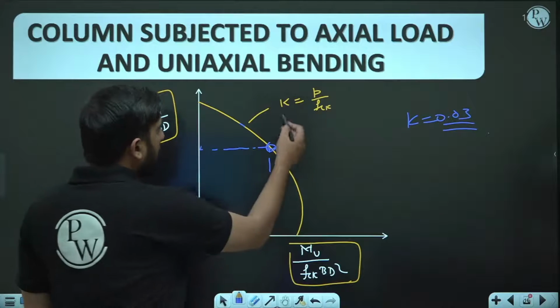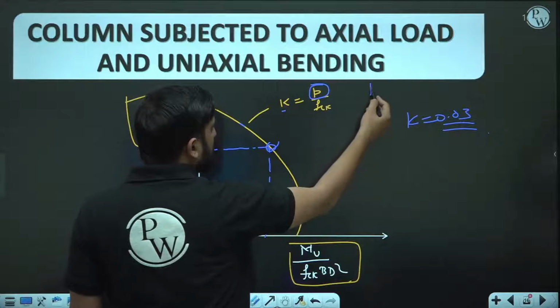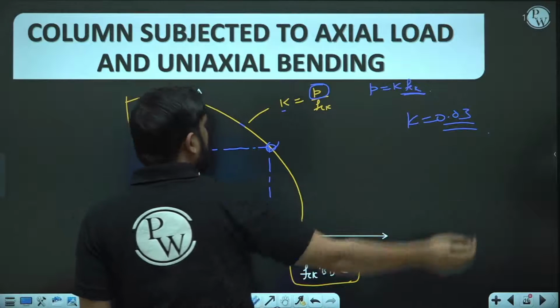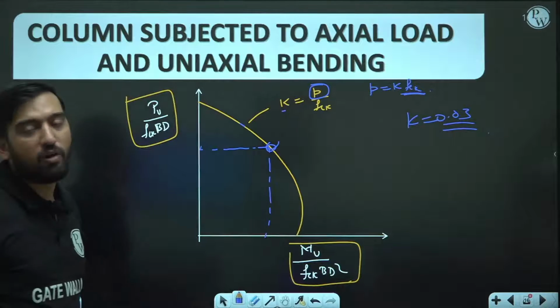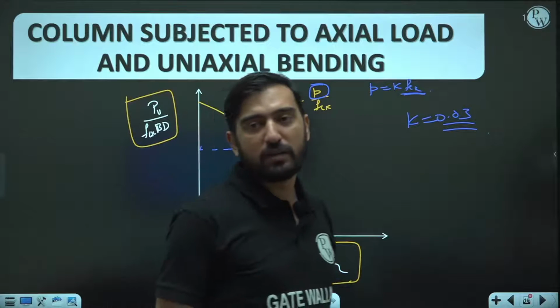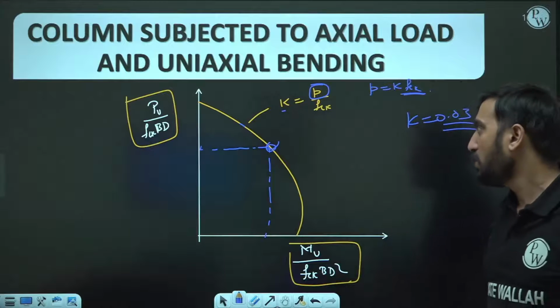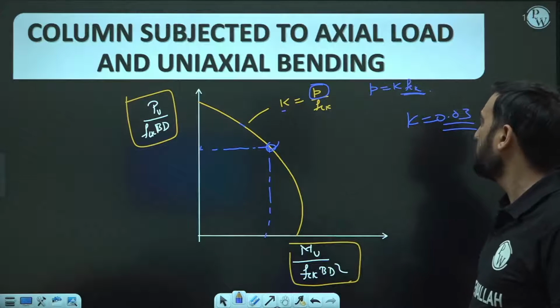So once the K value is fixed, then the percentage of steel is known to you. What is the percentage of steel? Percentage of steel is K times fck, where fck is the grade of concrete. So like this, the design task can be done. All you need is to find the area of steel, and you can get the area of steel like this. Are you getting this or not? So this is the way of designing a column subjected to axial load as well as uniaxial bending.